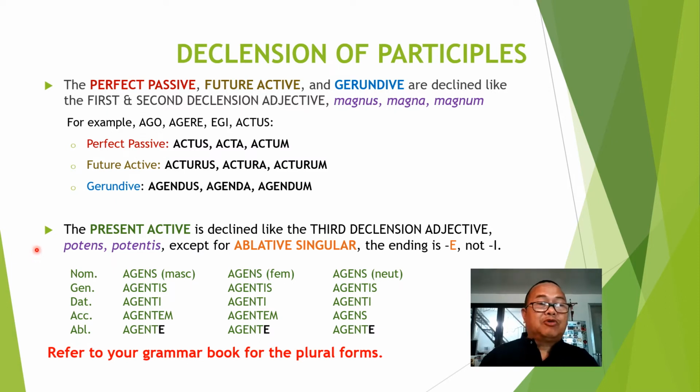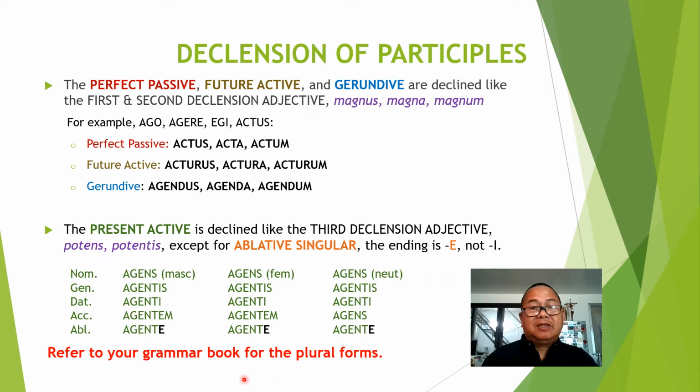Note the genitive singular, potens, potentis. You follow everything about potens, potentis, except for the ablative singular. For potens, potentis, the ablative singular ends in i, so potenti. But for all present active participles, the ablative singular ends in e. So agens, agente.